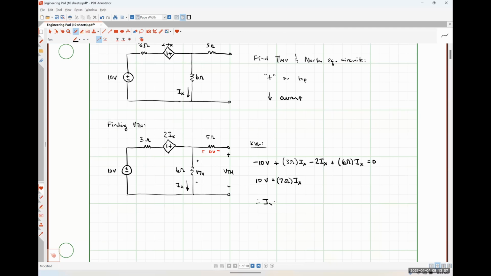So Ix is 10/7 of an amp, and VTH, just using Ohm's law, is 6 ohms times Ix. So 6 times 10 is 60/7 of a volt.